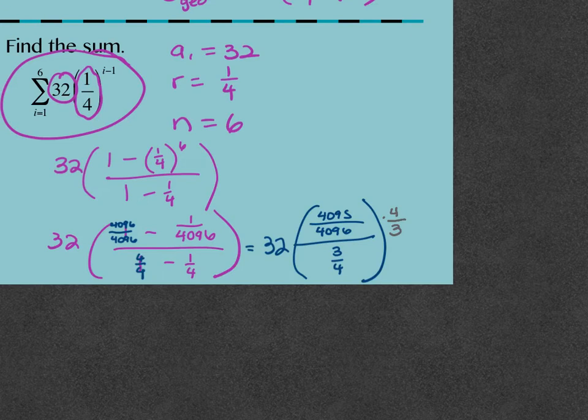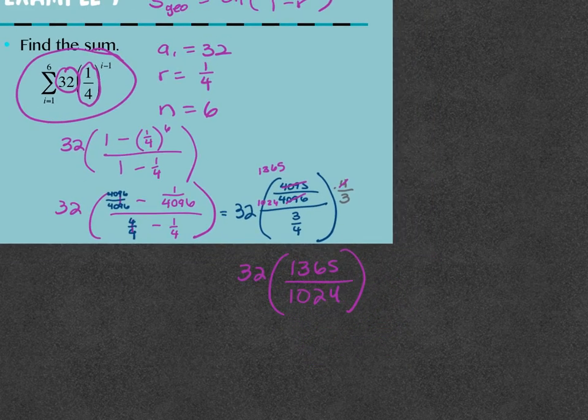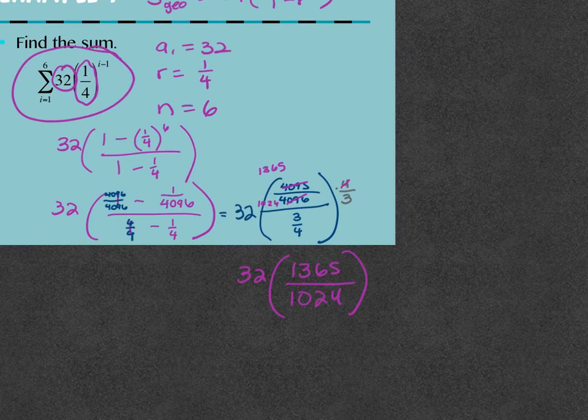4,096 divided by 4 is 1,024. 4,095 divided by 3 is 1,365. Is it as simplified as it can get? No. Nope. I want to see if 32 can go into 1,024, and it does, 32 times.